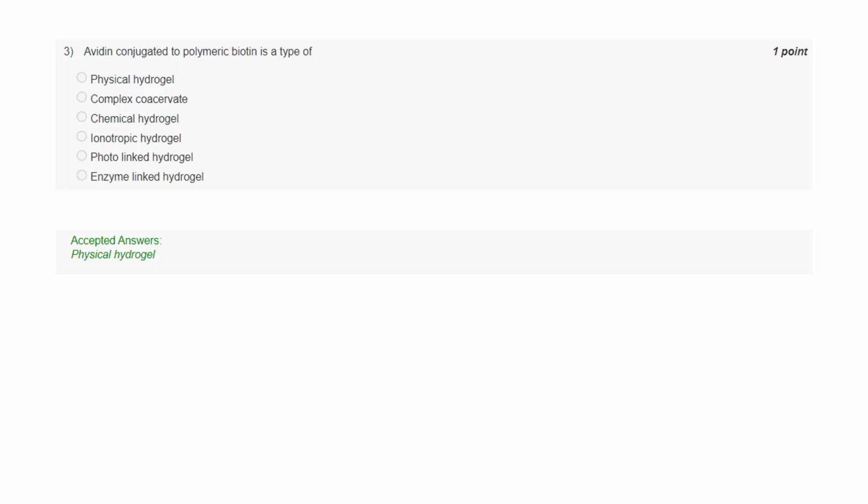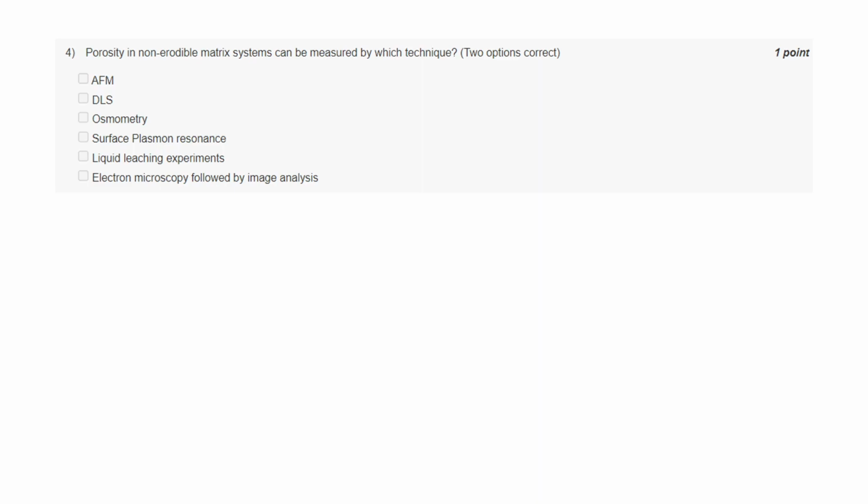Shall I go ahead? Okay, let's see the next question. Porosity in non-erodible matrix systems can be measured by which technique? There are two correct options: AFM, DLS, osmometry, surface plasmon resonance, liquid leaching experiments, or electron microscopy followed by image analysis. Straightforward question, nothing to think about. If you guys have gone through the material, it should be easy. Anybody trying to answer? Electron microscopy for image analysis is one.